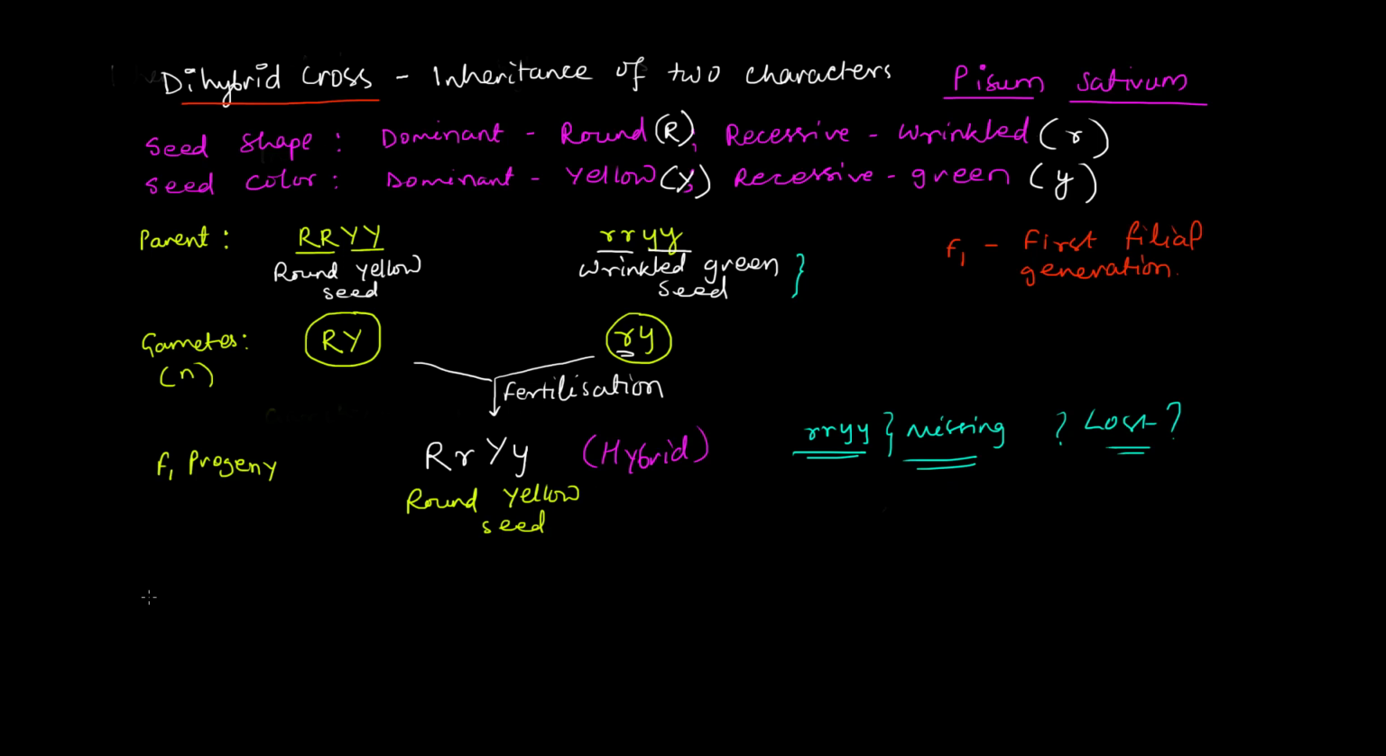Now in the F2 generation, again we're going to start with the parent. So F2 parent, what is F2 parent? F2 parents are nothing but the F1 progeny, right? So capital R, capital Y, small y, and they're actually selfed. It is called selfing with the same one, that is capital R, capital Y, small y.